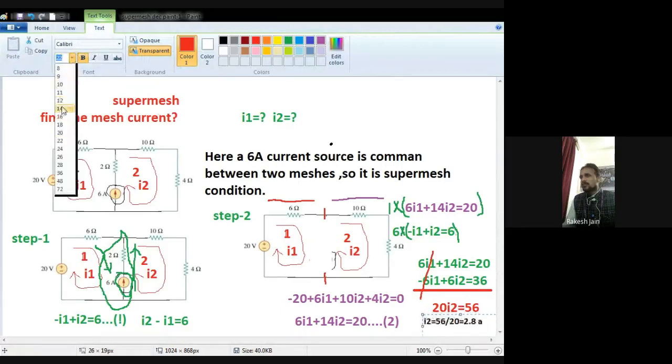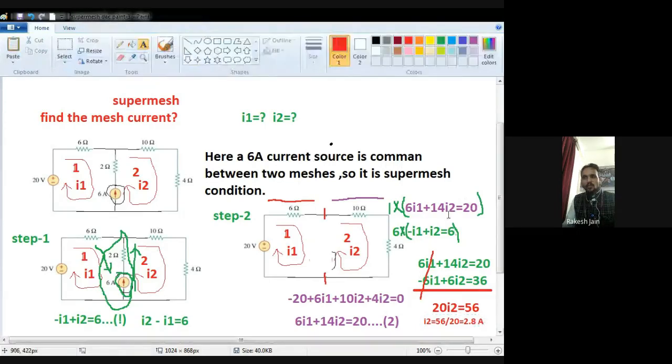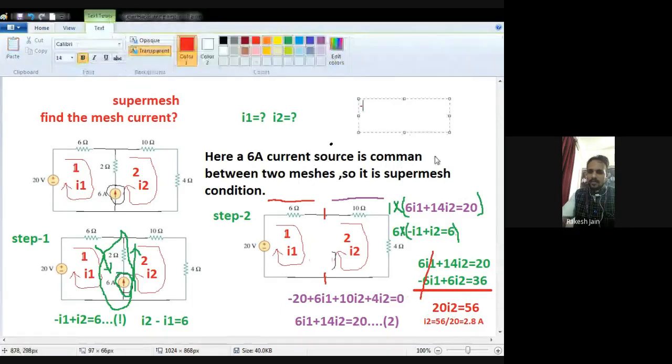One is I2 minus I1, or we can say minus I1 plus I2 is equal to 6. We can change this equation like this: first we write down for I1 and then for I2, and that is equal to 6. So this is my equation number 1. Instead of this, I just write down this one. So minus I1 plus I2 is equal to 6, and 6 I1 plus 14 I2 is equal to 20.